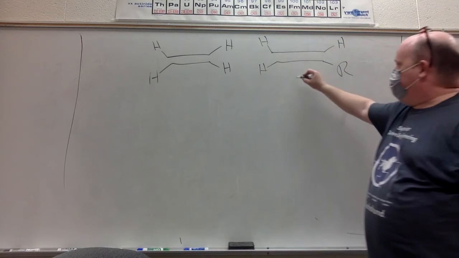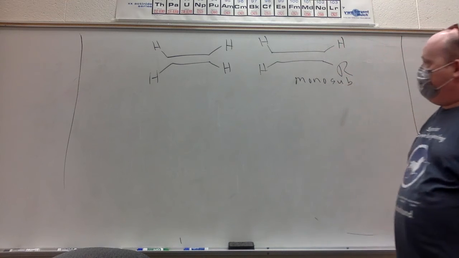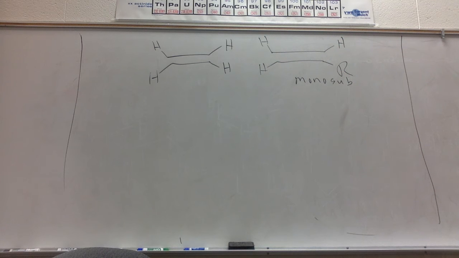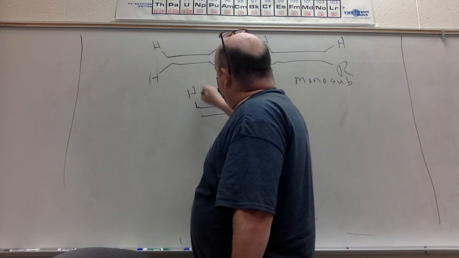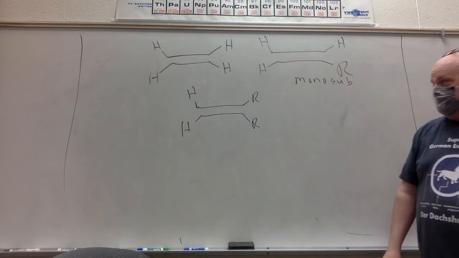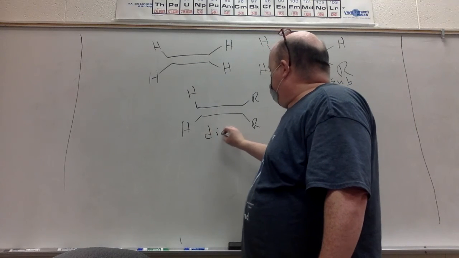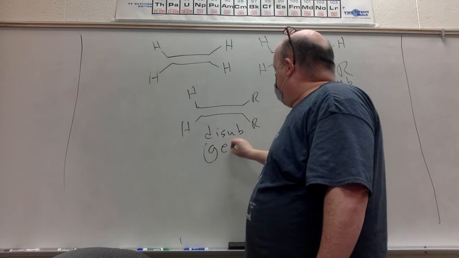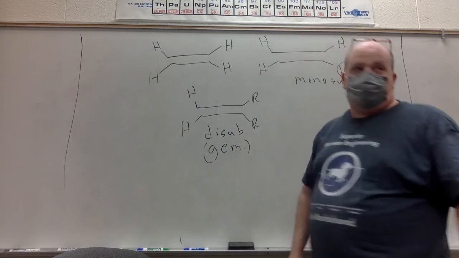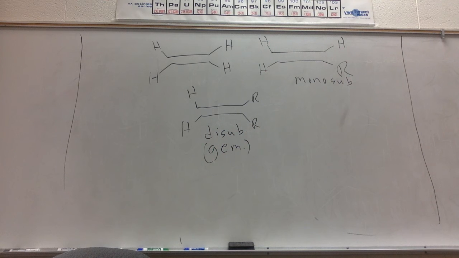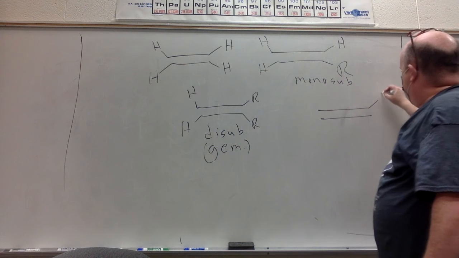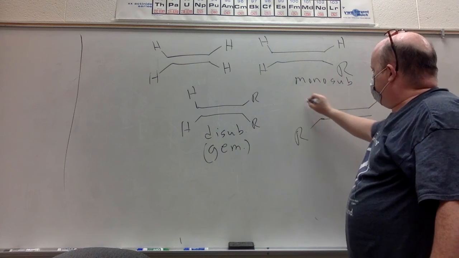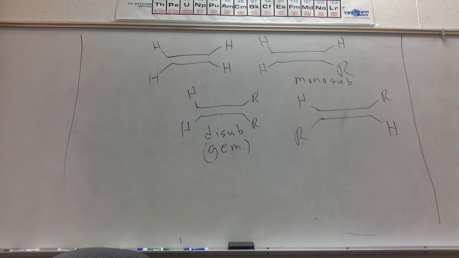That's mono-substituted. So we can have one, and then you can have two groups on there. This is one of the ways you could have two groups. You could have them like that. This is di-substituted, and that's geminal, or gem for short. We're not as interested in that one. But the next one you probably remember. You could have two R groups on opposite carbons, like that. This is di-substituted.